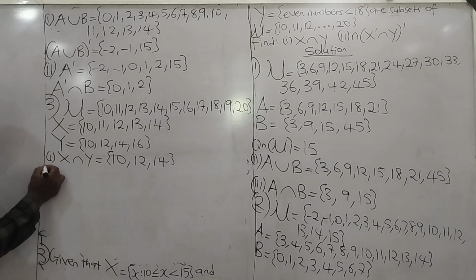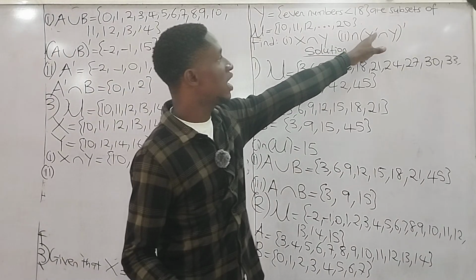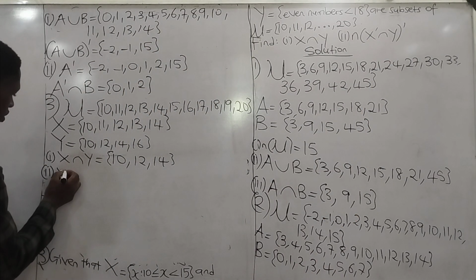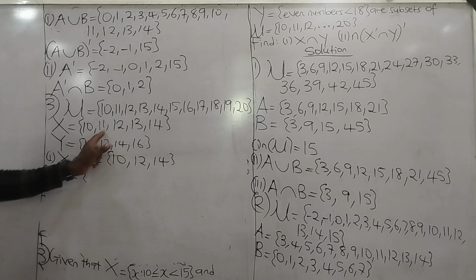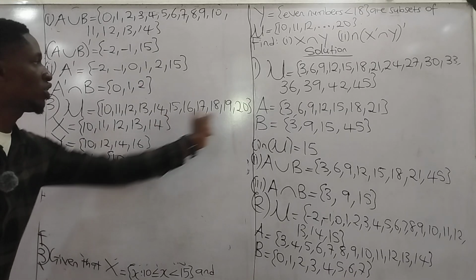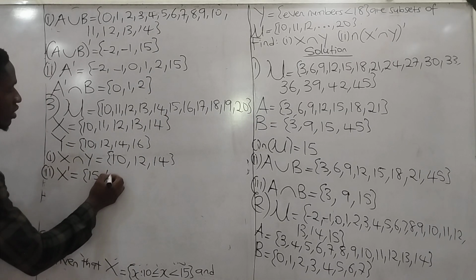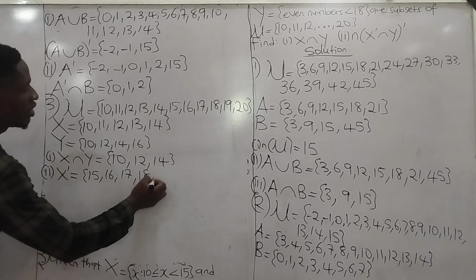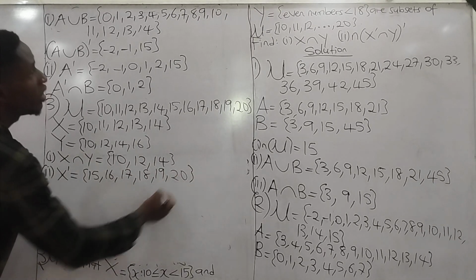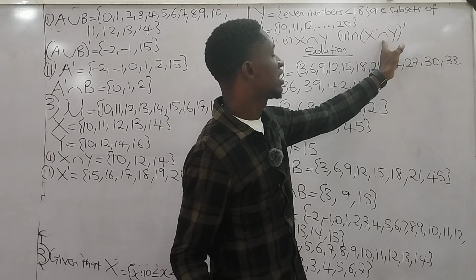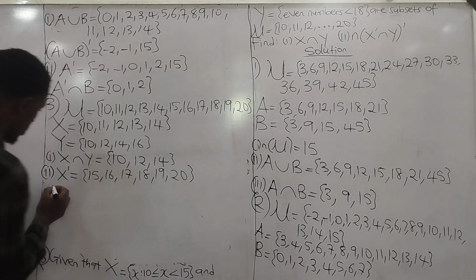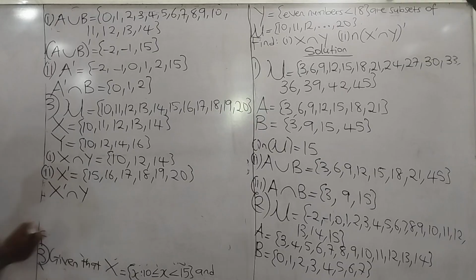So I will start with this X complement. X complement means what is in the universal set that is not in this set X. Let's look at it. 10 is there, 11, 12, 13, 14. Then the other ones are not there. We have 15, 16, 17, 18, 19, and 20. So let us get this inside first. This is X complement intersection of Y.